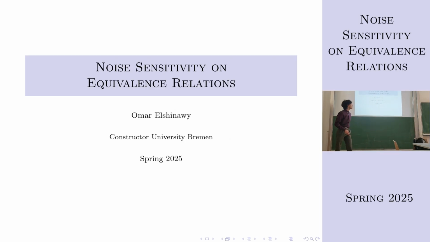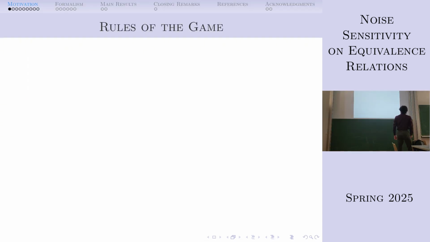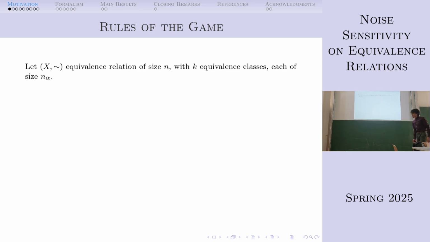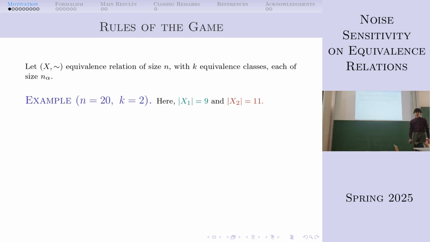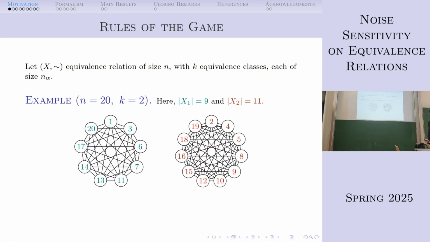Yes, so today I'll be talking about noise sensitivity on equivalence classes. We'll start very simple. There are some rules. Start with an equivalence relation on n elements, and you have k many equivalence classes. If that sounds weird to you, then you can just think of these two graphs.